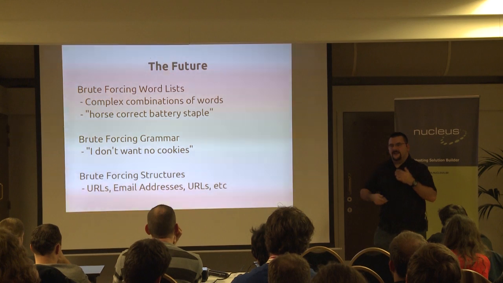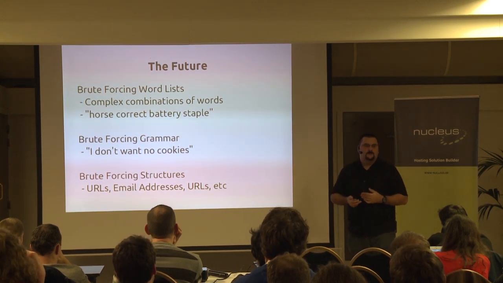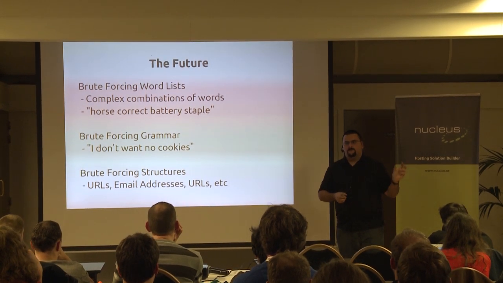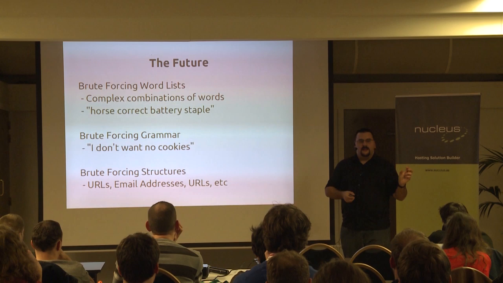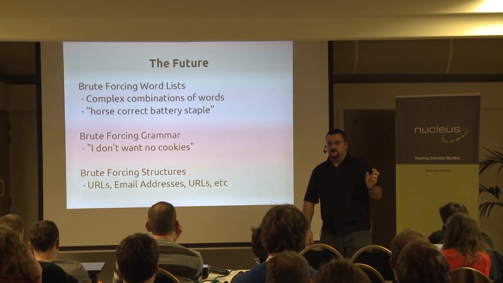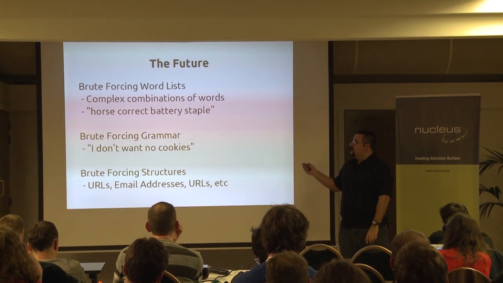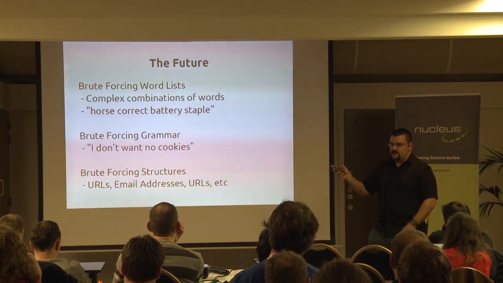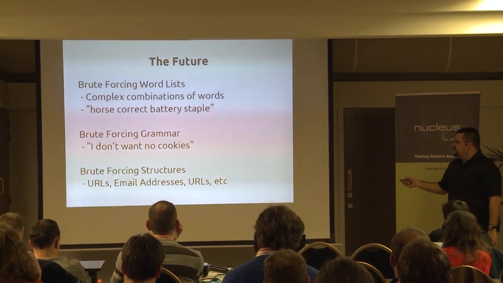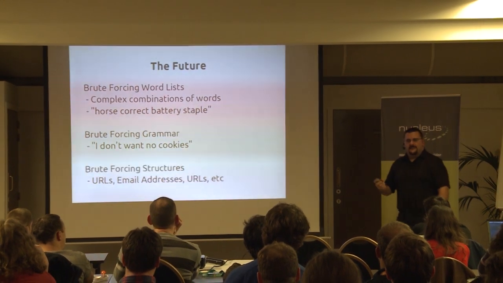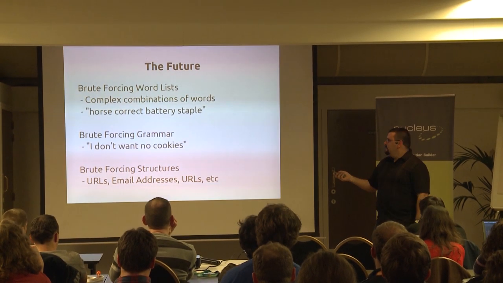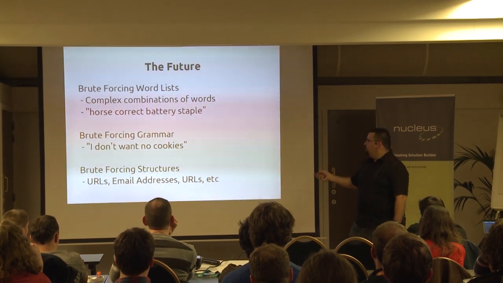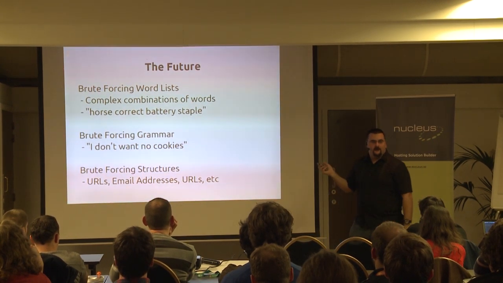These algorithms are getting so much smarter and so much more efficient day by day that even though we may not be able to increase the number of hashes we try per second, we can make each try have a higher probability of succeeding. We can also do complex combinations of words. This is something a little bit outside this talk, but XKCD did their comparison of, I believe it was, a 10 character password versus four random words that you put together. And their conclusion was four words are better than the 10 character password.